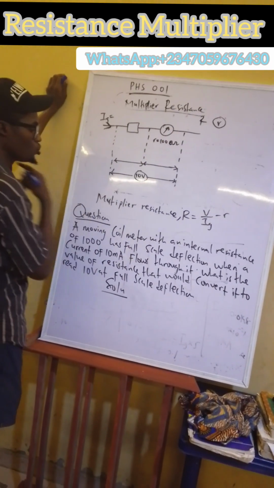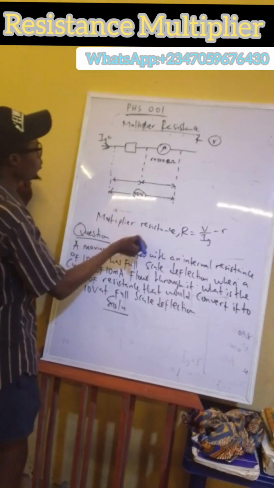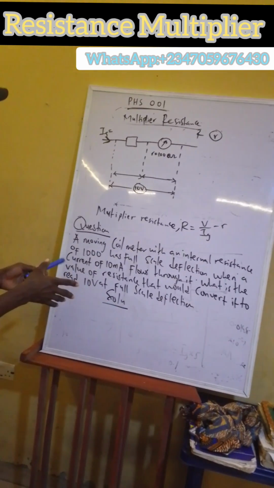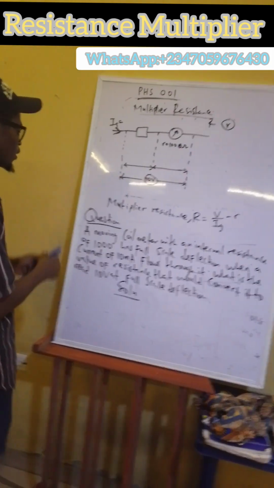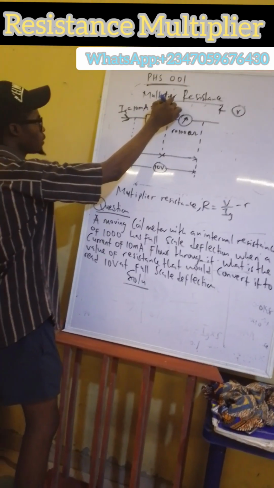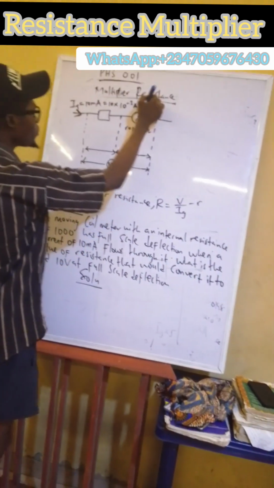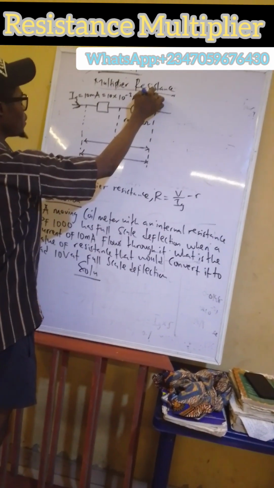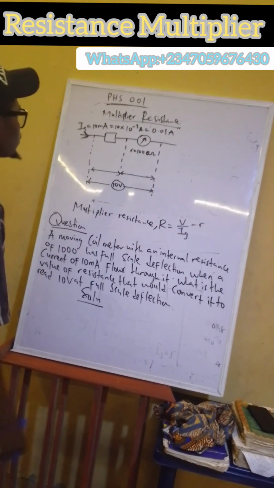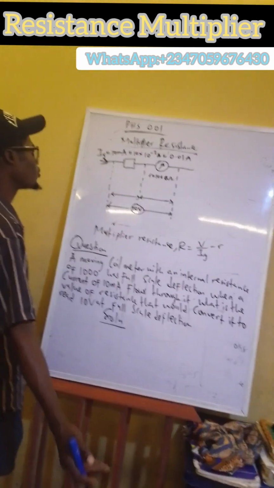Even if you are not given the unit, you should know the unit. When a current of 10 milliampere flows through it, definitely that's the current of the galvanometer. You have to convert 10 milliampere to 10 times 10 raised to the power minus 3 ampere, which gives 0.01 ampere, that's 10 raised to the power minus 2.